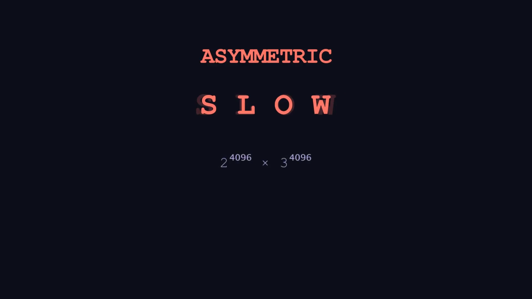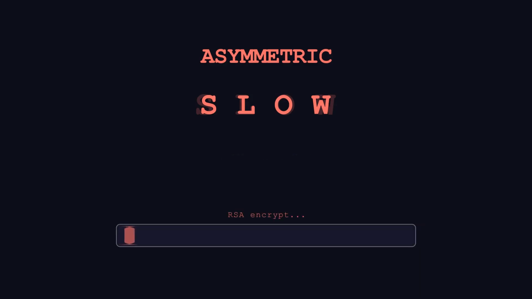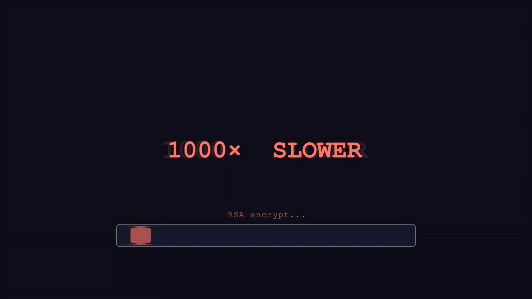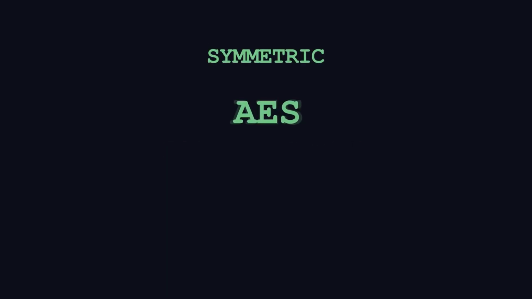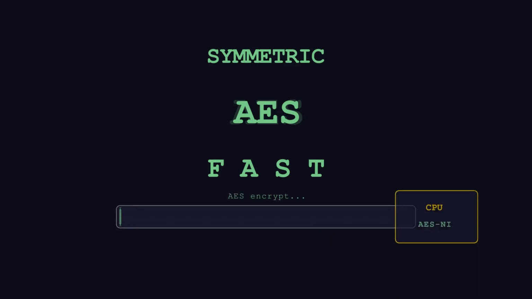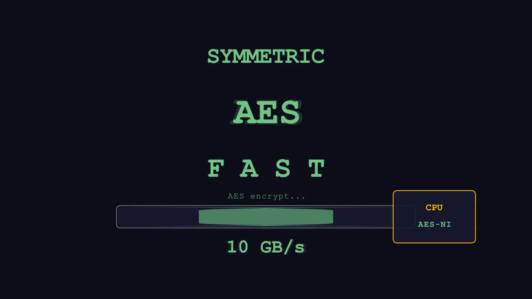It involves massive prime numbers and modular exponentiation. Encrypting a single web page with RSA would take roughly 1,000 times longer than symmetric encryption. Symmetric encryption, algorithms like AES, is fast, blazing fast. Modern CPUs have dedicated AES hardware instructions. They can encrypt gigabytes per second.